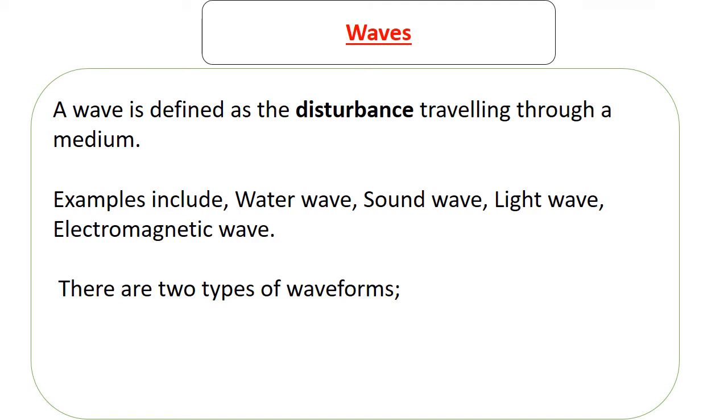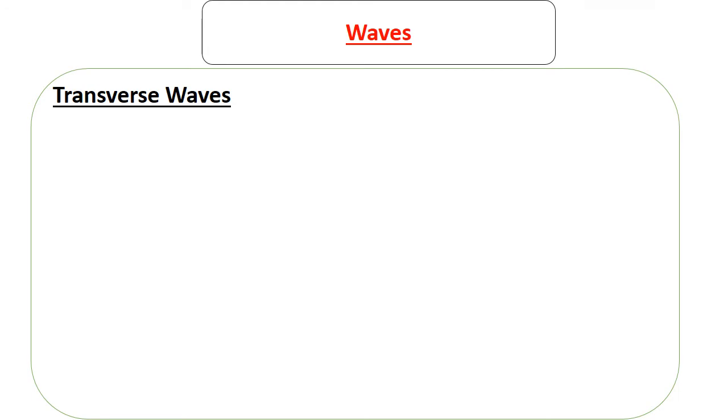So all waves can be classified into two. So the two types of waves are transverse waves and longitudinal waves. Transverse waves and longitudinal waves. So we're going to start with these two types of waves. We're going to see what makes them different and examples. So we're going to start with transverse waves.